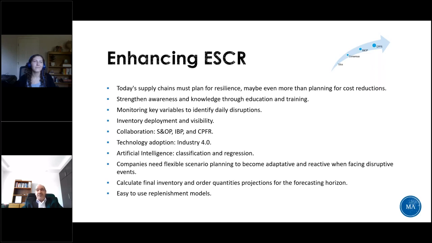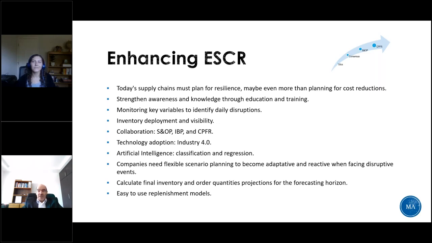Monitoring key variables to identify daily disruptions. And I'll read it again, daily disruptions. That means I'm not talking about a tsunami or the invasion of Ukraine by Russia. No, I'm talking about daily disruptions that we have in our data, in our demands, in our supplies. Inventory deployment and visibility, always a key. Collaboration, sales and operation planning, integrated business planning, CPFR, of course, basic philosophies here.